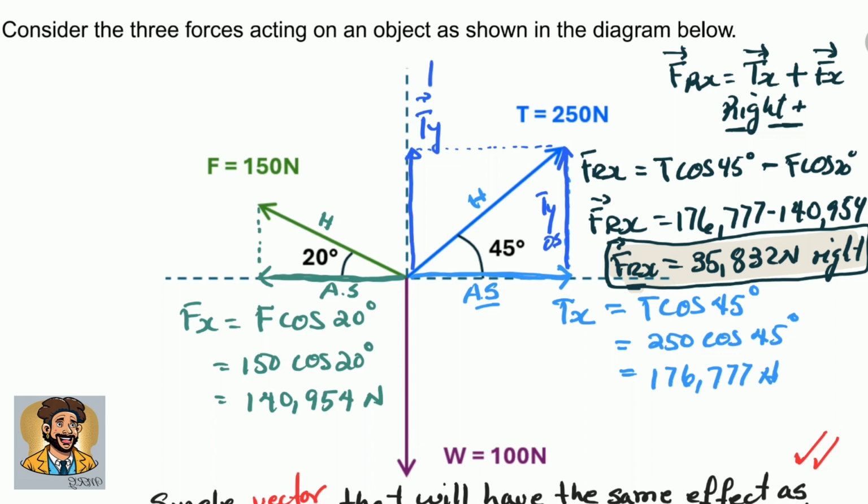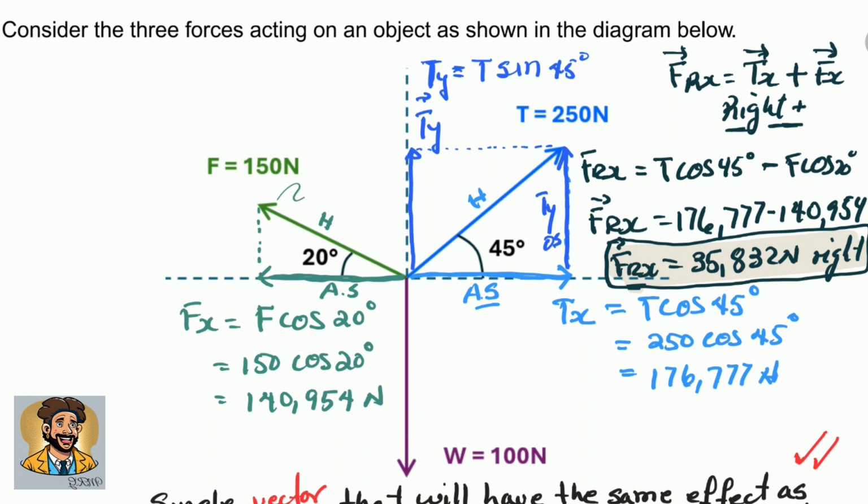So T in y, and I'm going to write it right here, is going to be equal to T, which is the hypotenuse, multiplied by the sine of theta, which is 45 degrees. Remember, you do not memorize this one. You have to rather look at what side is the opposite and which one is the adjacent.